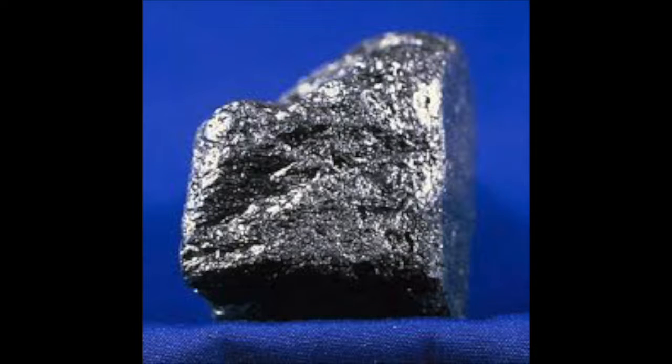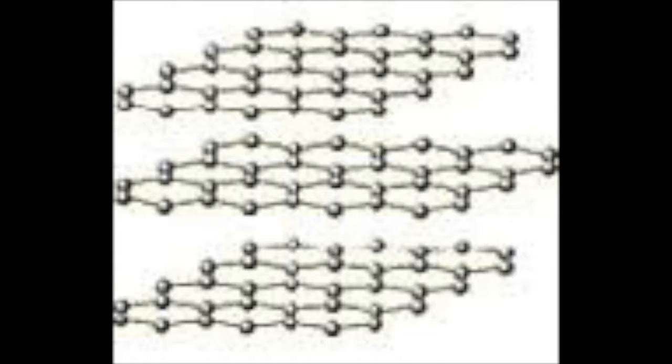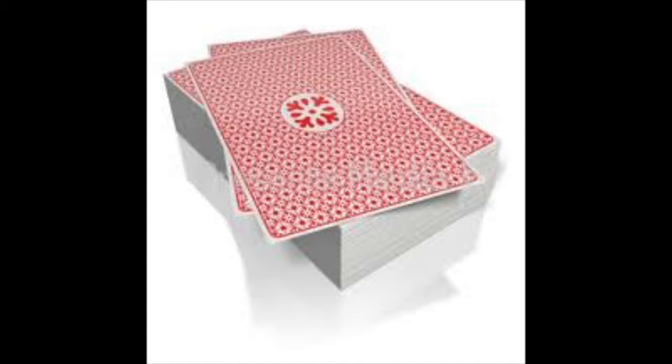So graphite is the most common and stable form of carbon. The carbon atoms in graphite are linked sheets of connected hexagon shapes. These sheets of hexagon shapes are one on top of the other. They're poorly connected and easily slide over each other, similar to a deck of cards.